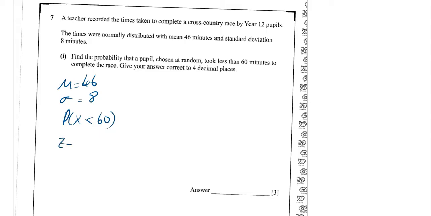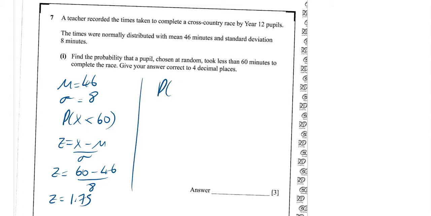First thing you've got to do is convert that to a z-score. So z is equal to x minus mu over sigma. So z is equal to our x value of 60, minus our mu, which is 46, over sigma, which is 8. That gets you a z-score of 1.75. So what your question now becomes is the probability that z is less than 1.75. So we'll go back and look at our tables for this.